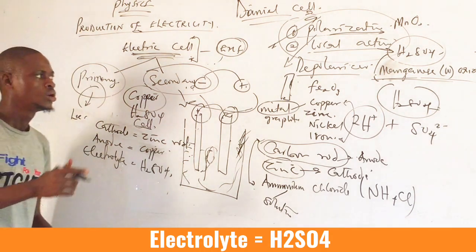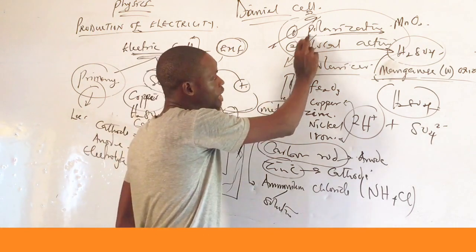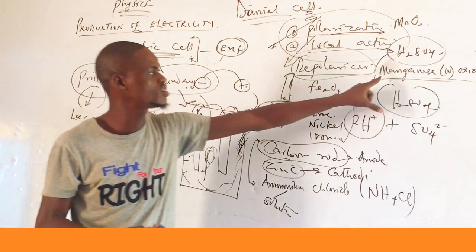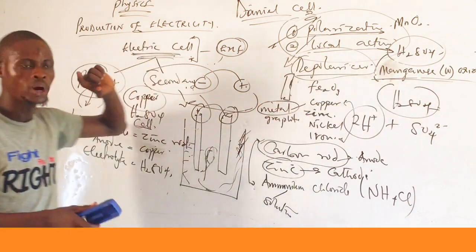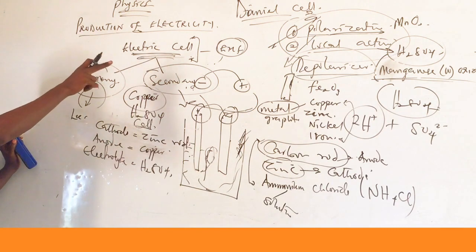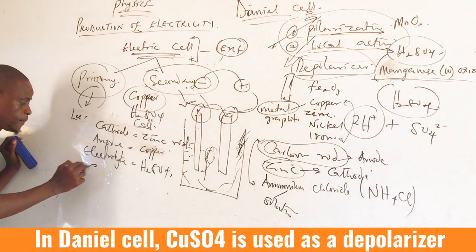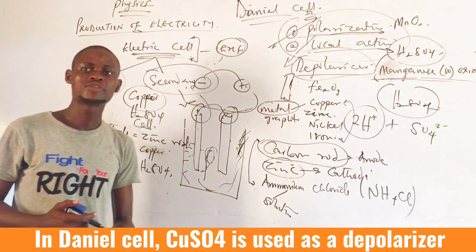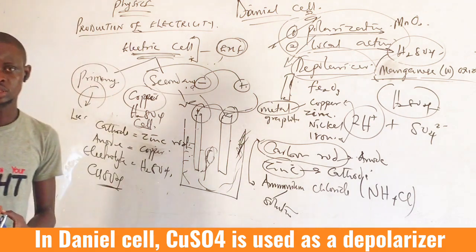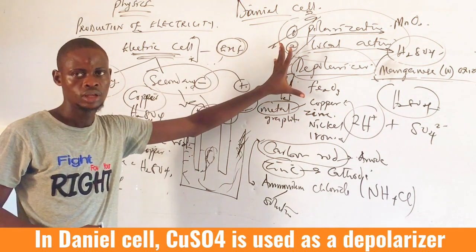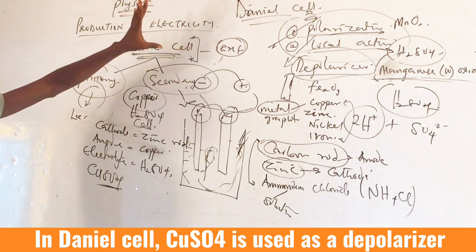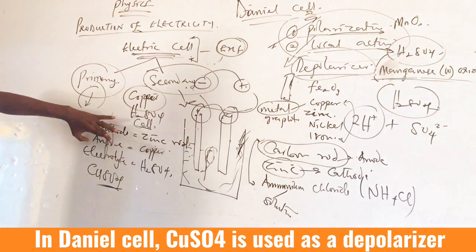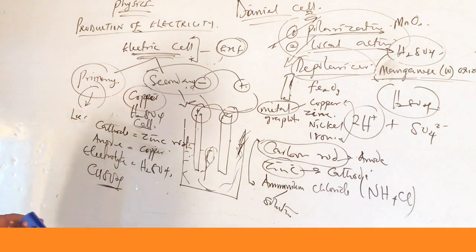Now, I said one of the major ways this polarization can be prevented is by using a depolarizer. In the Leclanché cell, we make use of manganese(IV) oxide as depolarizer, but in a Daniel cell, which is used to prevent this, copper sulfate is used as the depolarizer altogether. So if they ask you which of the following cells prevents polarization completely, it is the Daniel cell. Are you getting something now? So it makes use of copper sulfate as its own depolarizer, and makes use of electrolyte, anode and what? Cathode. Now that is that for that.